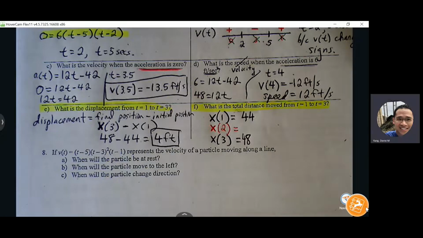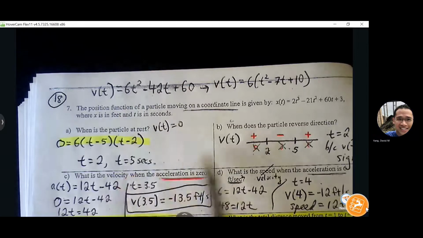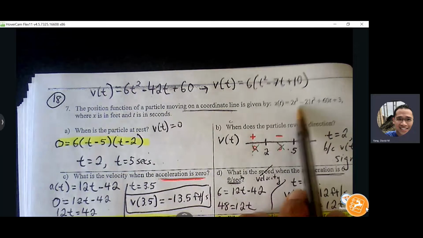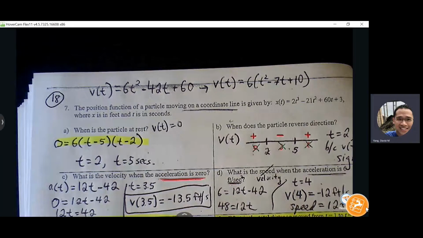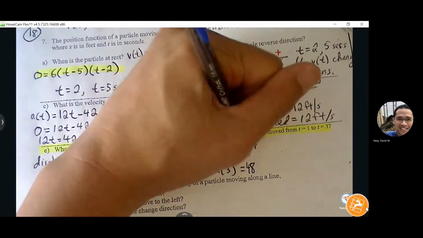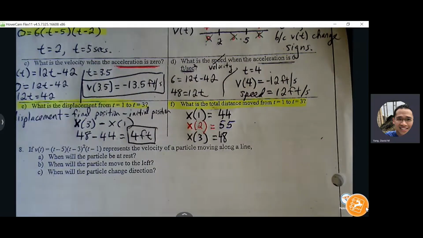So x of 2, all we're doing is entering 2 into the position function to figure out where this object is located 2 seconds into this journey. So if I plug 2 in for t, I'll do the calculation here. It's going to end up giving us 55. So we have to understand how to use these numbers to arrive at the total distance.